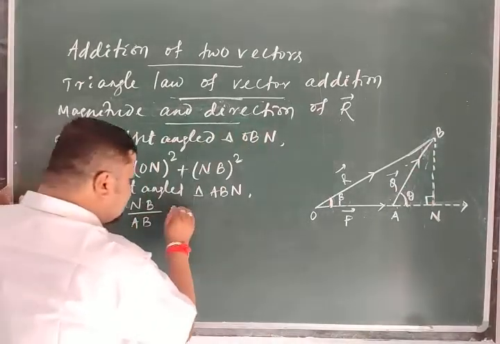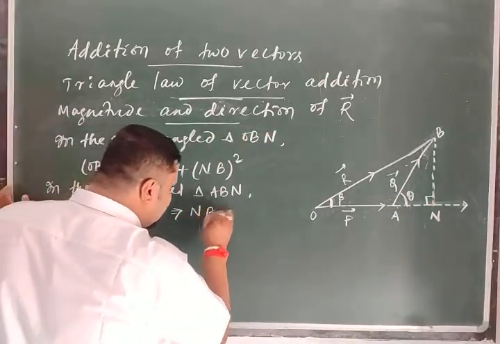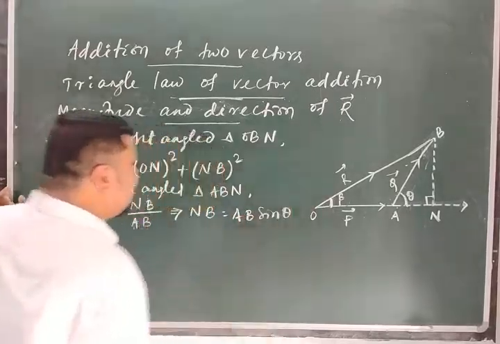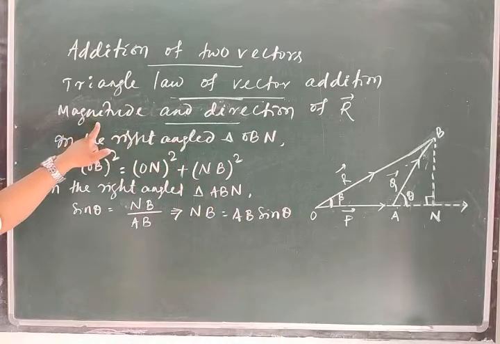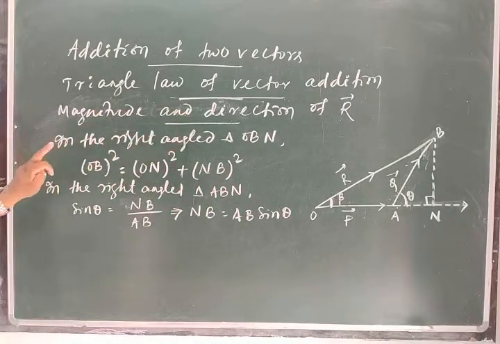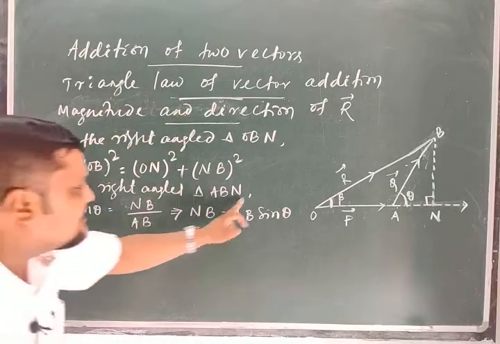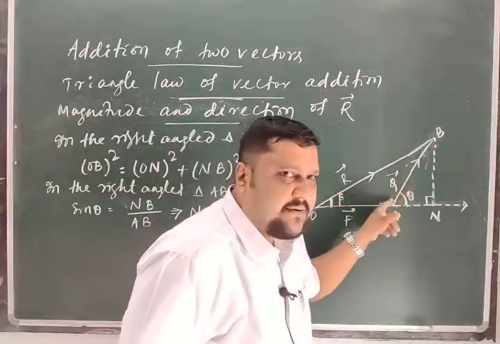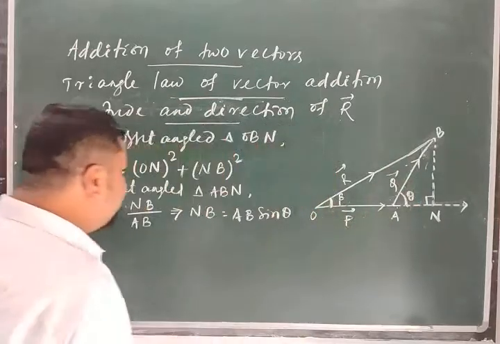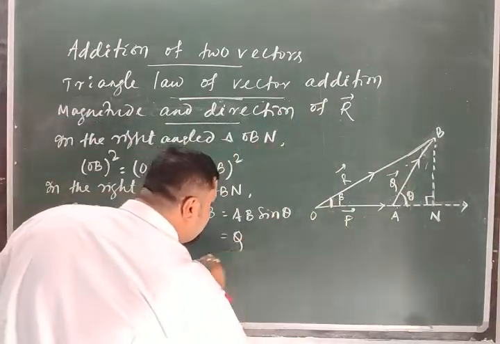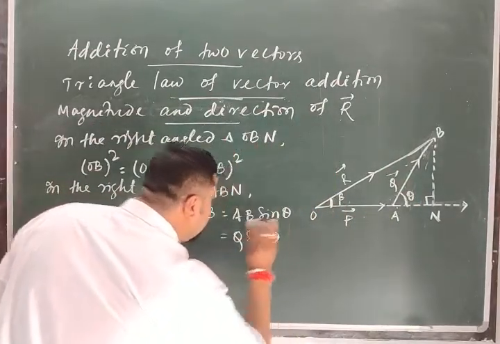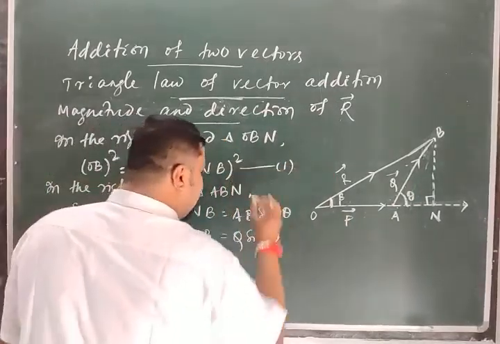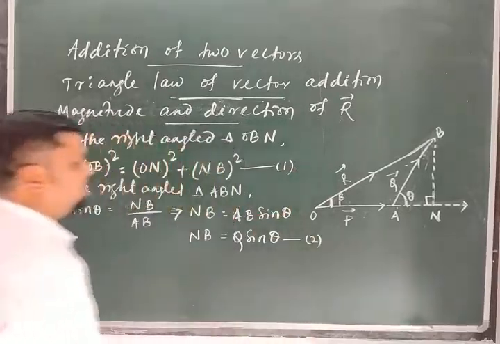This implies NB is equal to AB sine theta. And dear students, here I am calculating first the magnitude part, then I will go for the direction part. So while calculating the magnitude part, I will consider the magnitude. AB is a vector which is equal to vector Q, but its magnitude is Q, so NB is equal to Q sine theta. I got this NB. Let this be equation number 1, and this be equation number 2.